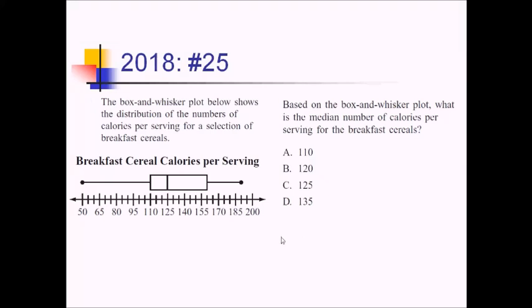For number 25, we have a box and whisker plot with distributions of numbers of calories per serving for a selection of breakfast cereals. Based on this plot, we want to know the median number of calories per serving for a cereal. So the median with a box and whisker plot is always the easiest thing to pick out. It's just the middle line. Median equals middle line. So the middle line is just this line right here, and that appears to have a value of 125, which gives us answer choice C.